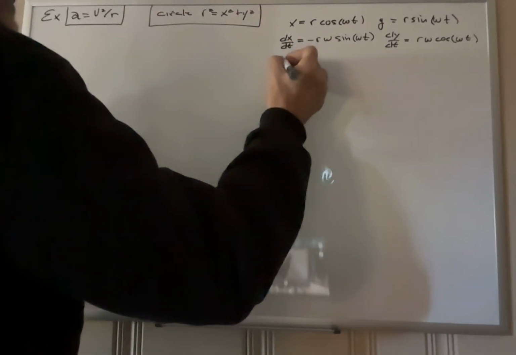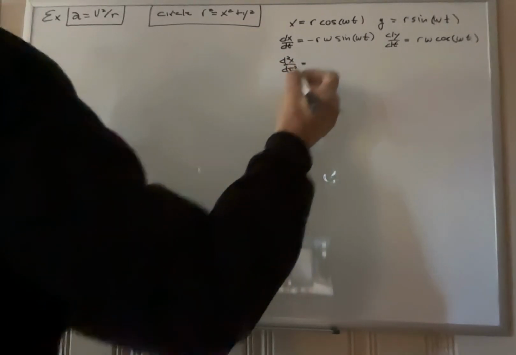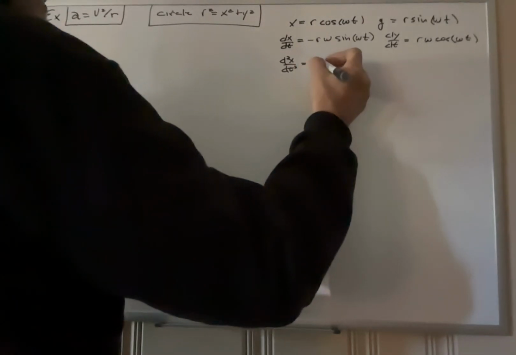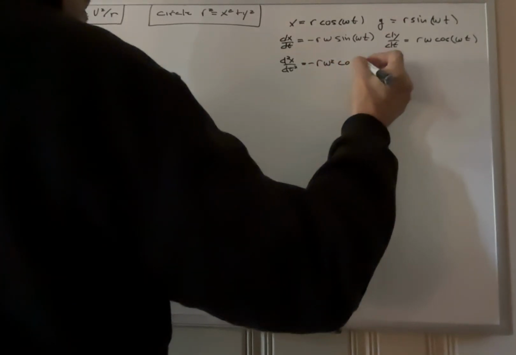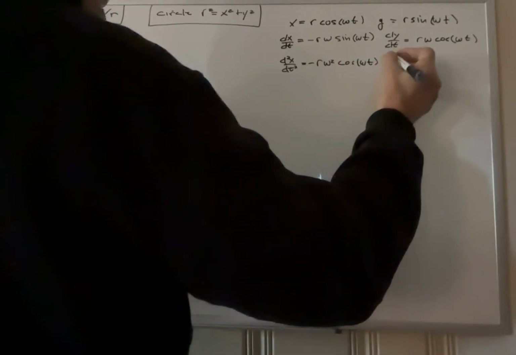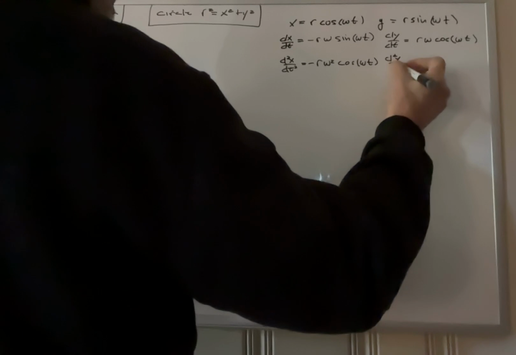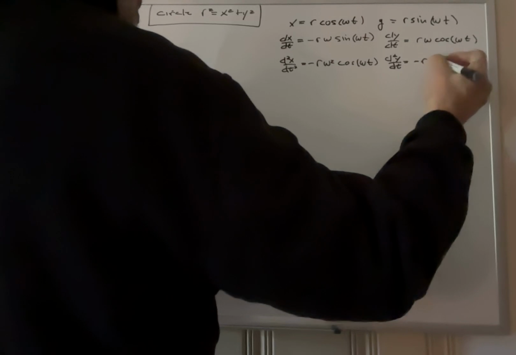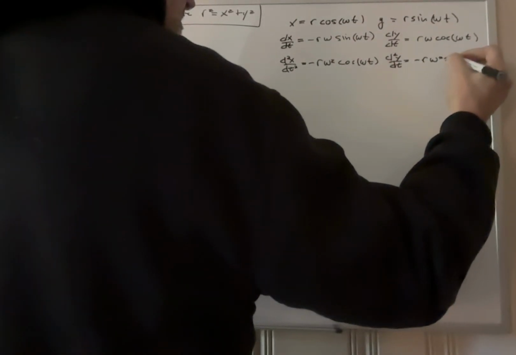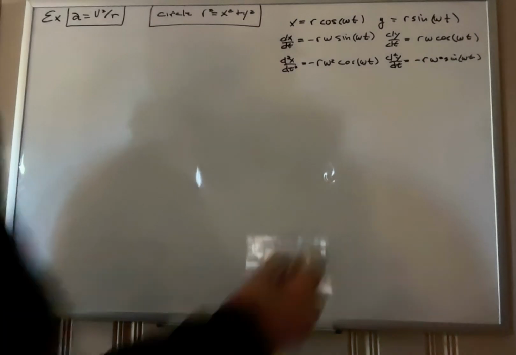Let's take the second derivative. The second derivative with respect to t is going to be negative r w squared cosine wt. The second derivative with respect to t in the y direction is going to end up being negative r w squared sine wt. All right, so we have our derivatives.